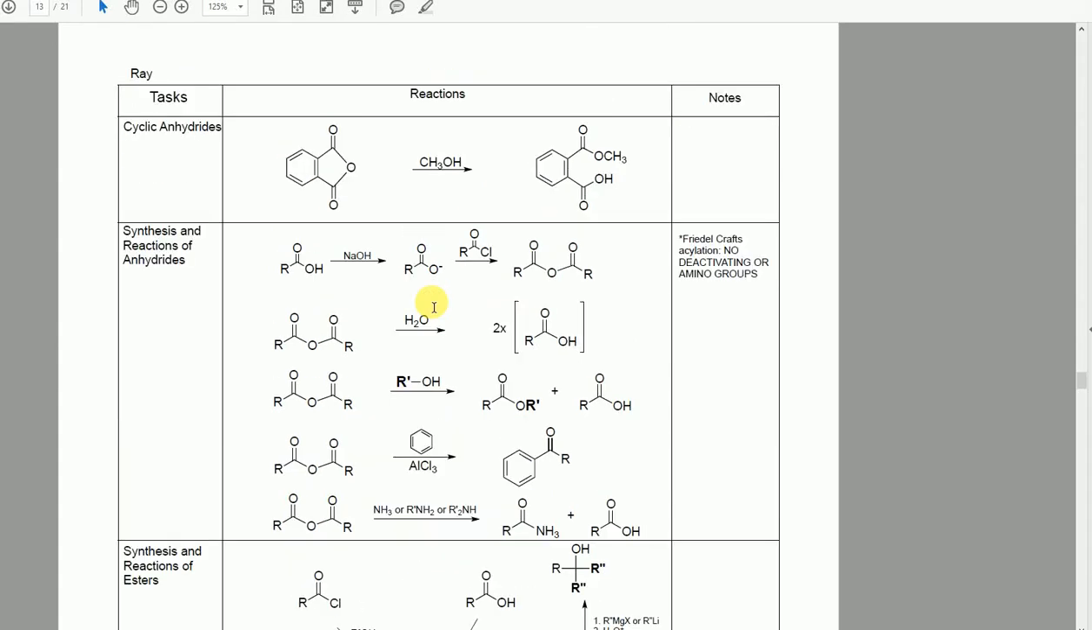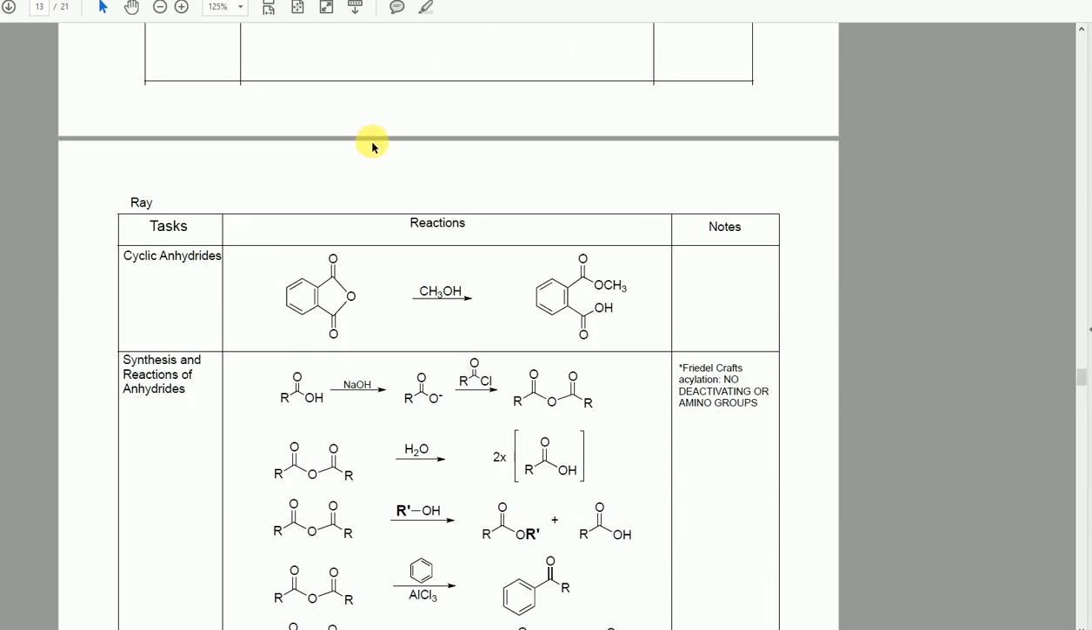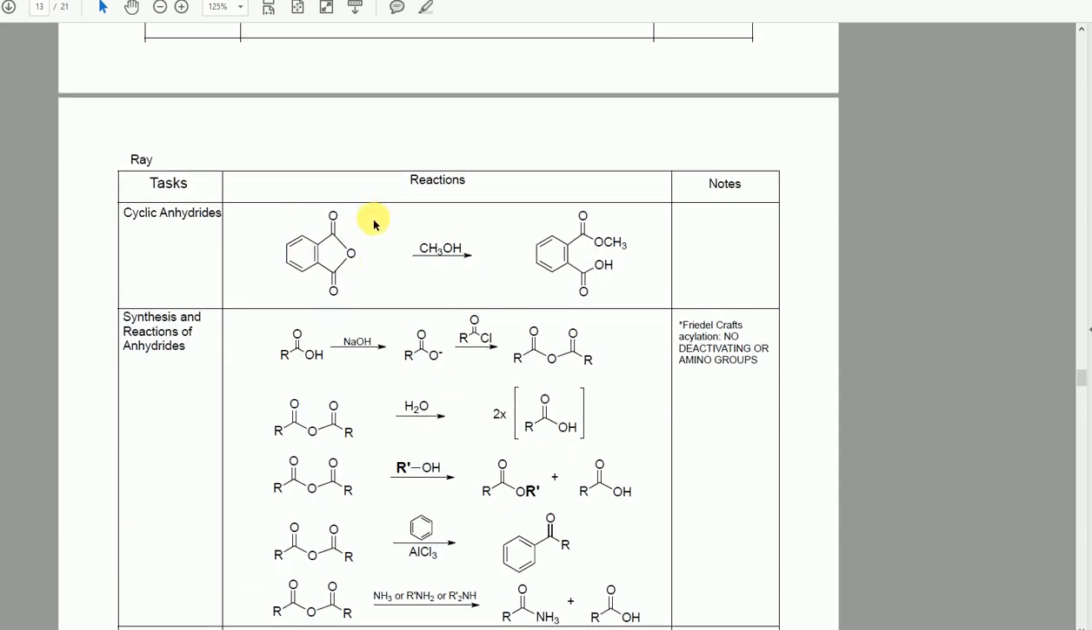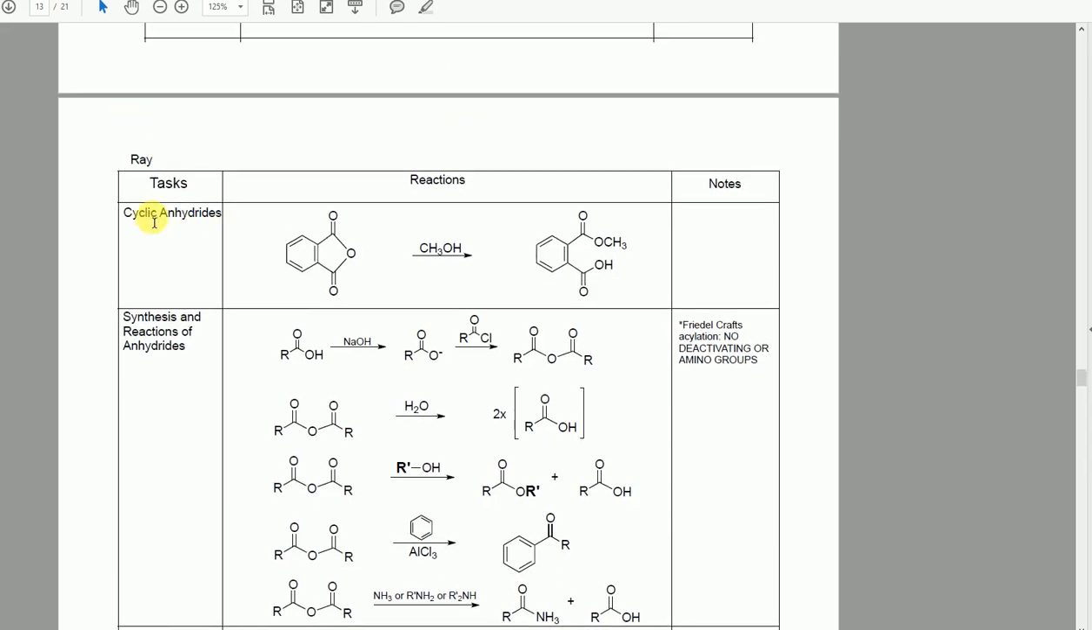This is a continuation of the previous video, reactions test 3 part 2.1. I left off right here. I'm going to be continuing right here, I'm not sure what page this is. However, we'll be talking about cyclic anhydride.